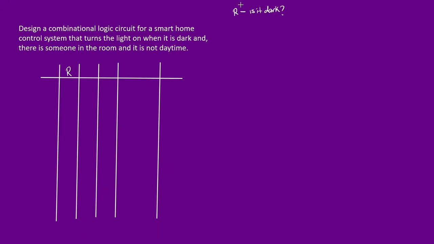So in solving this, I would write this out so as to be explicit in my solving. All right. So that's R. Is there someone in the room? So S would be, is there someone? And it's a question because the answer to this question is going to be either true or false. That makes it binary. And is it not daytime? So D is it day. So let's call that D. And our output is going to be L, for light.